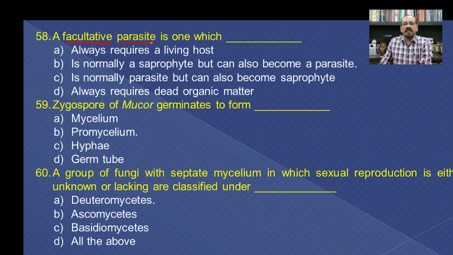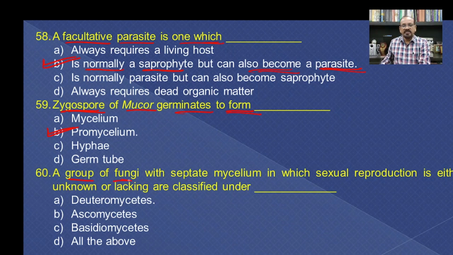A facultative parasite is the reverse condition, that it is normally a saprophyte but sometimes it can be a parasite, and such type of condition is known as the facultative parasite. Then zygospore of the Mucor germinates to form, means after formation of the zygospore, then after germination what develops from the zygospore. So there is a development of promycelium from the zygospore after germination.